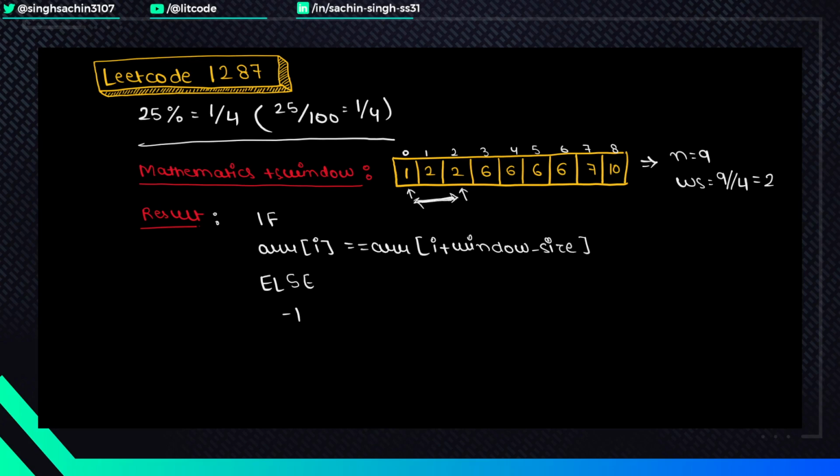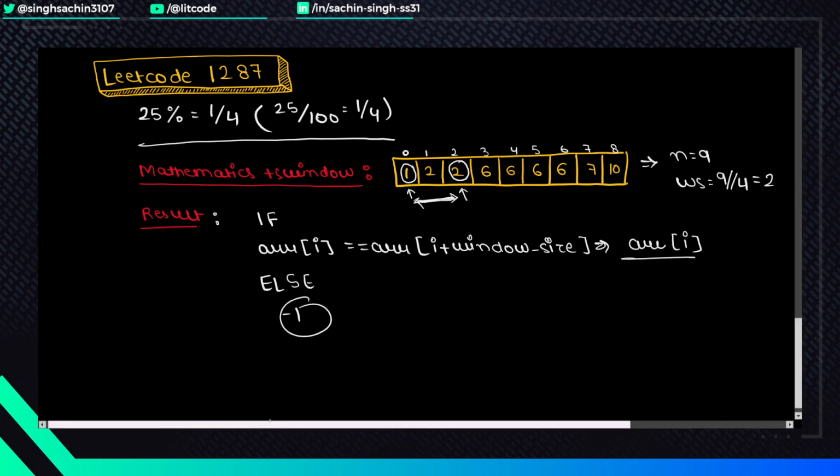To get the result, there is a very simple condition which I want to check. I just want to check if my element at the start index and my element at the end index are equal. Then I can simply say that the result is the element at index I. This will be a very basic solution. Otherwise, if there is no such element possible, we'll simply return -1.